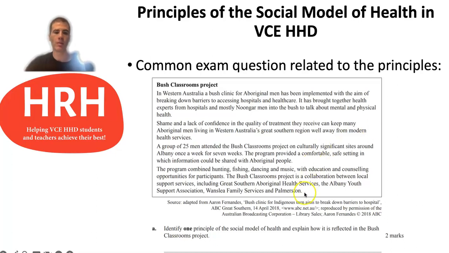You can also see down the bottom here, in the final paragraph, it talks about it's a collaboration between local support services, the Great Southern Aboriginal Health Service, Albany Youth Support Association, etc. So you could talk about involving intersectoral collaboration, because there's multiple groups working together. Often these programs or projects have multiple principles within them, and there are others in here, but just in terms of not making this too long, I'll just leave that there. But make sure you go and have a look in your resources, such as textbooks or practice sacks, for some of these different programs and projects, and practice linking the principles to them.